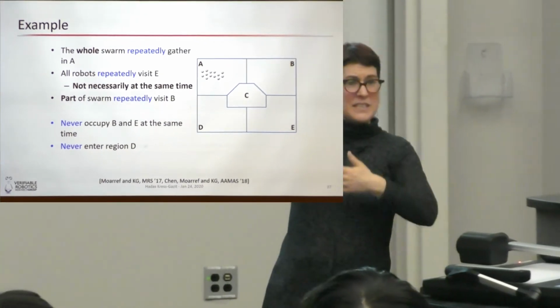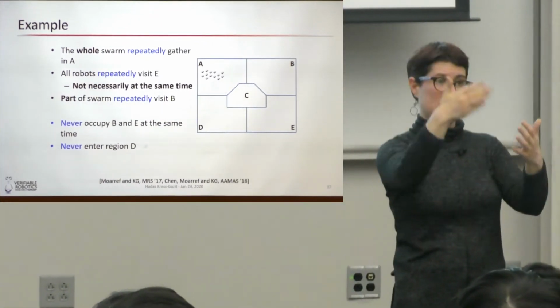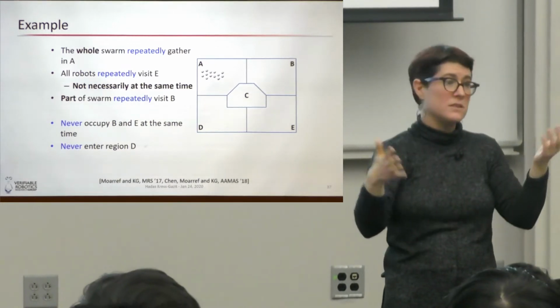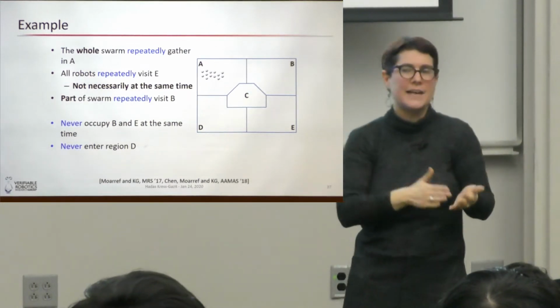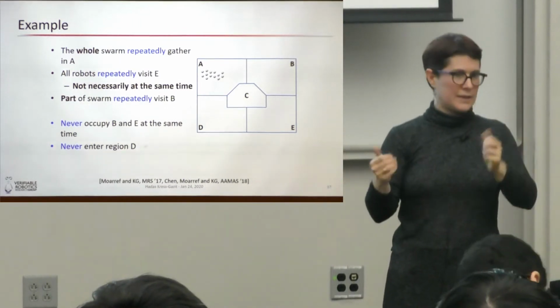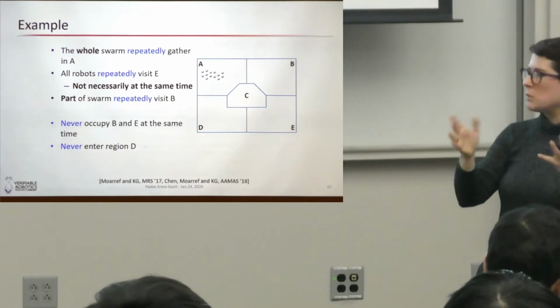Now I have never entered D. Another thing I could do is remove it from my state space. Definitely could do that. But maybe I want to have that for a different task. So I could play around with either not allowing any robots to be there at any time, or just putting it in the specification. We play around with both.